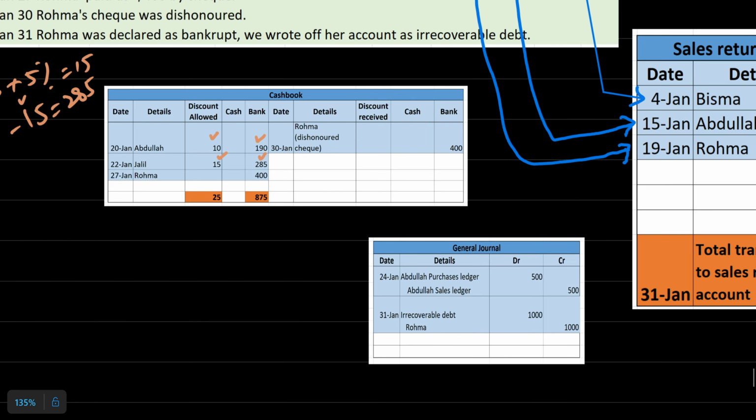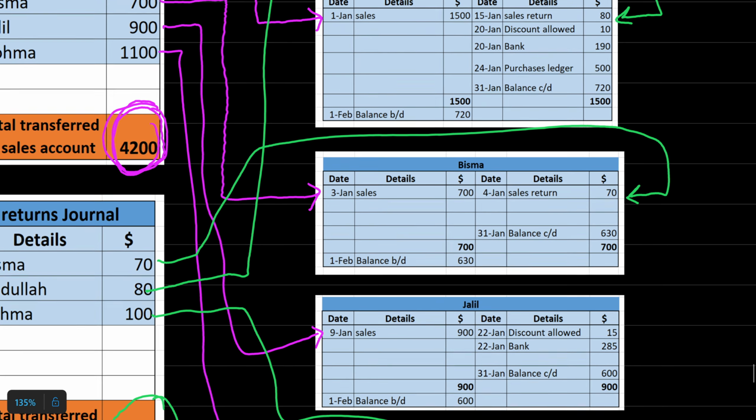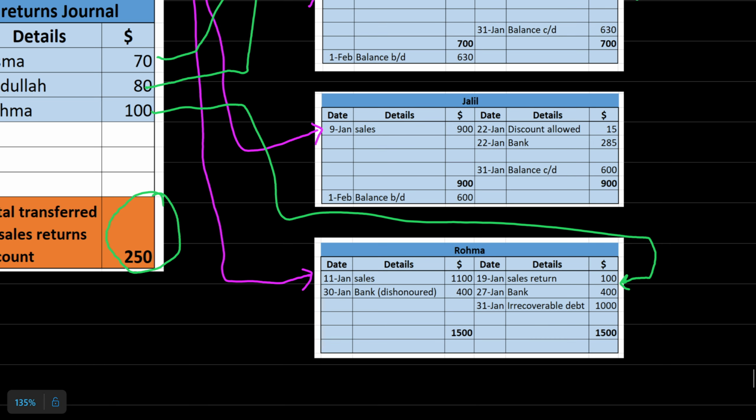All amounts received, as we discussed, the amount received from Abdullah is debited in the cash book and will be credited in their personal accounts. This amount was received from Abdullah, debited in the cash book and credited in Abdullah's account. Similarly, the check received from Rohma was debited in the cash book and credited in Rohma's account.